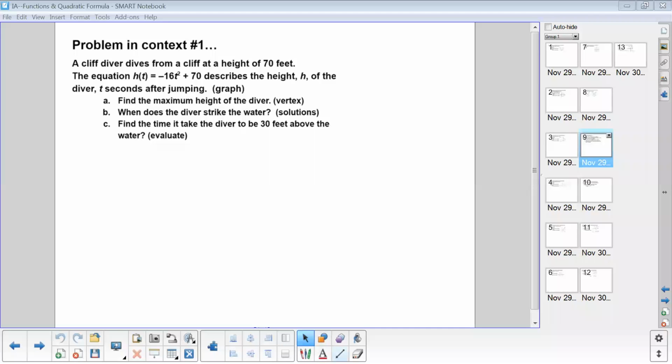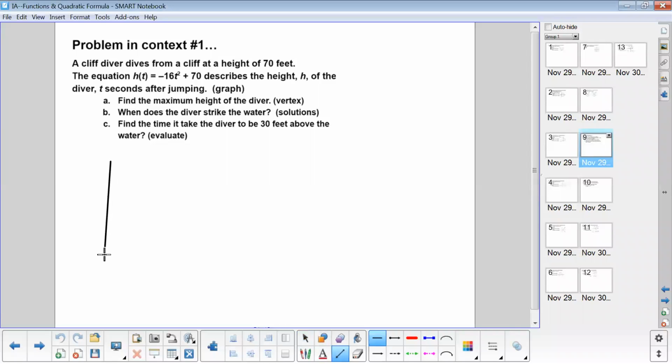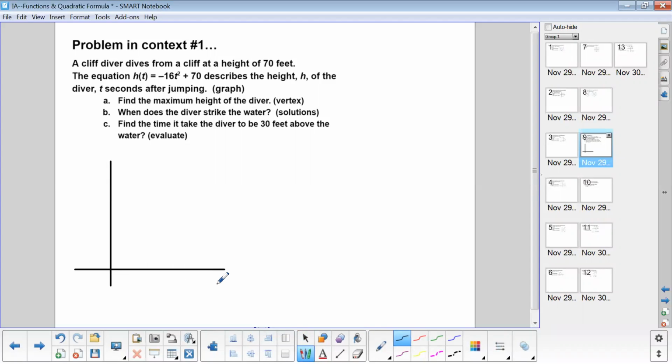These next couple of problems will involve quadratic situations with context. In this case, we're looking at a diver, and we have our x-axis and our y-axis, with h for height and t in seconds. So the x-axis is time in seconds, and the y-axis is height in feet. About right here, we're looking at about 70 feet, and that diver jumps.